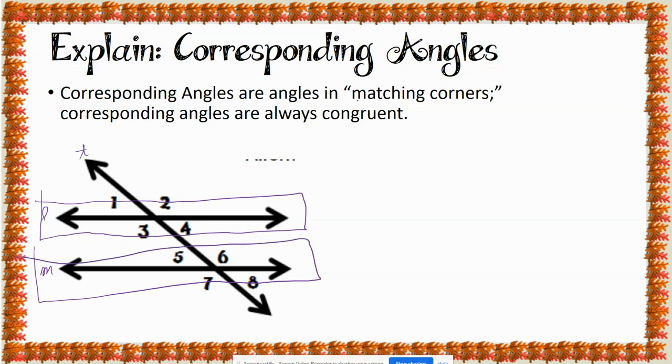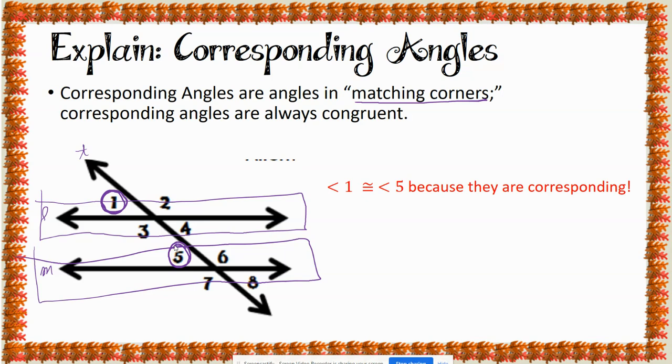When we say that they are the ones with matching corners, what that means is they are in the same position. So if I look at these four angles for line L, angle 1 is in the top left corner. Well, on line M, the angle that is in the top left corner is angle 5. So that means that angle 1 is congruent.